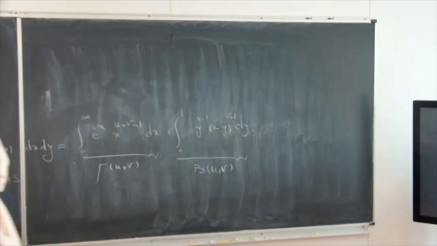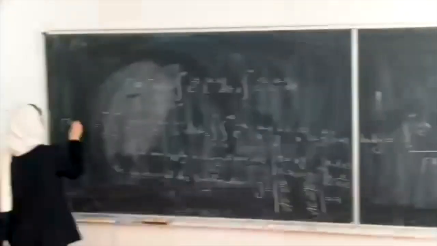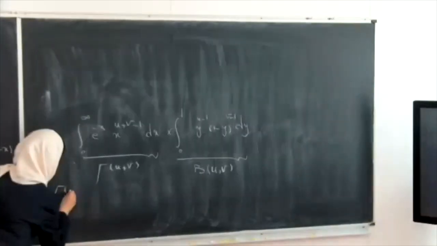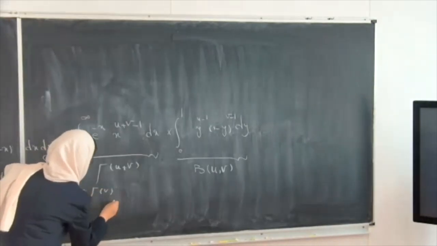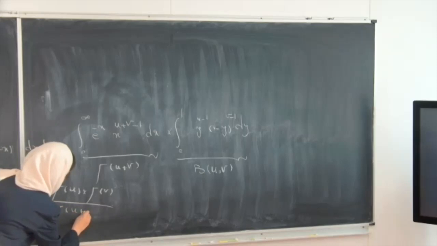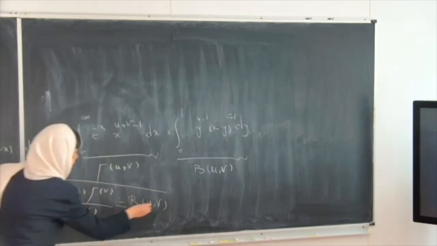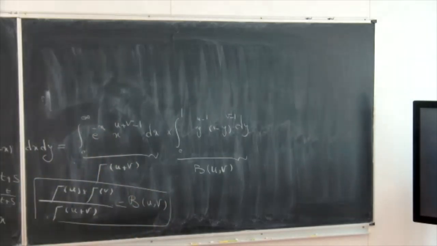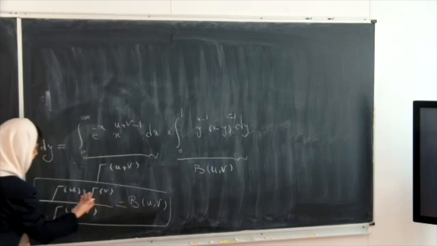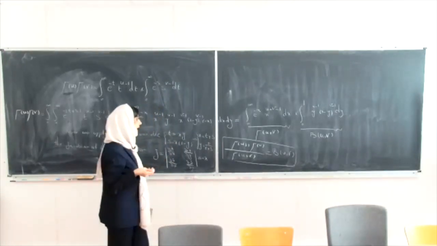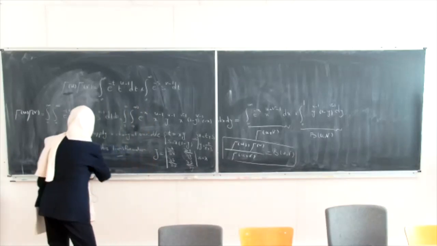So we can find that gamma u times gamma v equals this one, and it is the relationship between the beta function and the gamma function. Also, from the beta function, we can find some important integrals that are very useful. And now I want to show them to you.